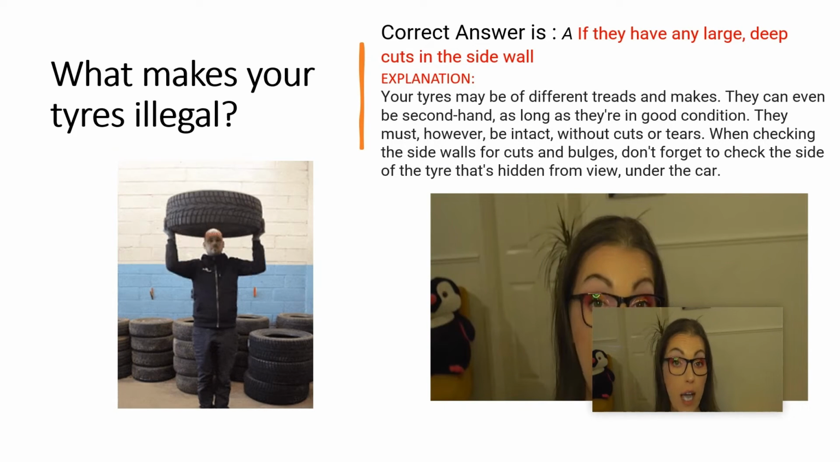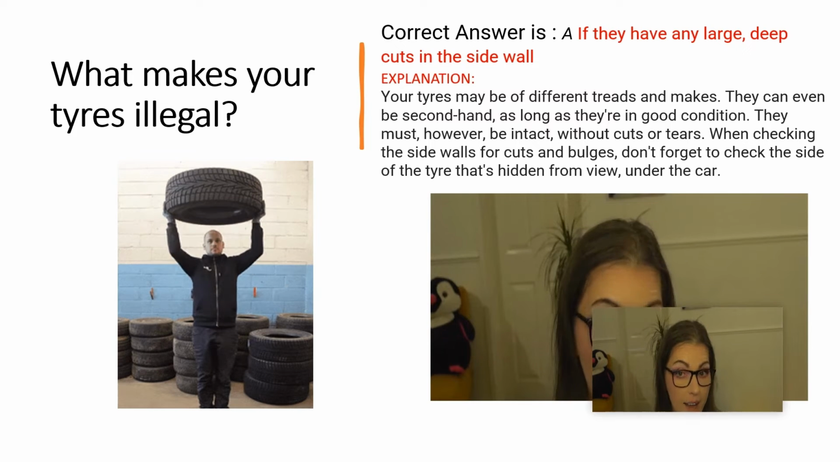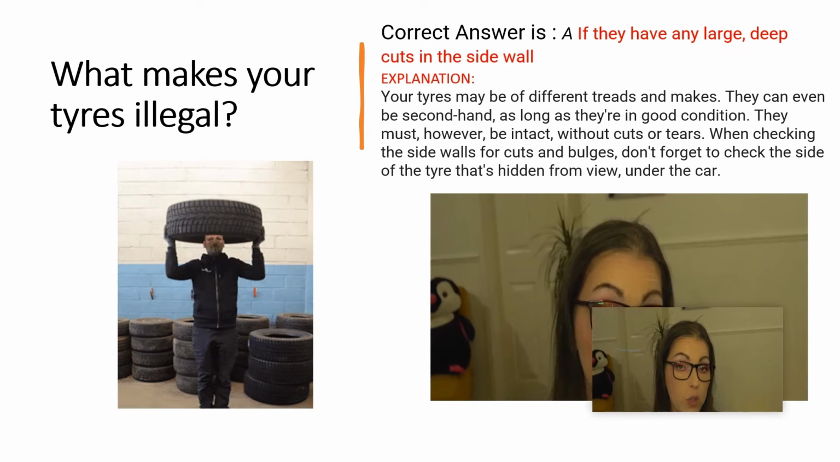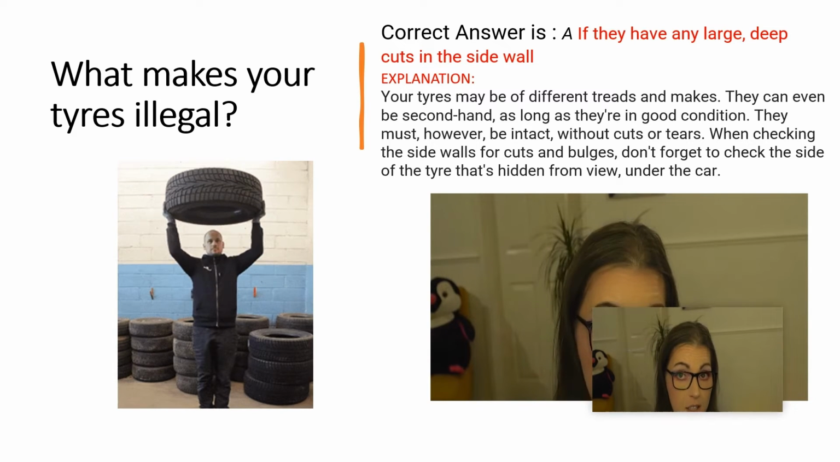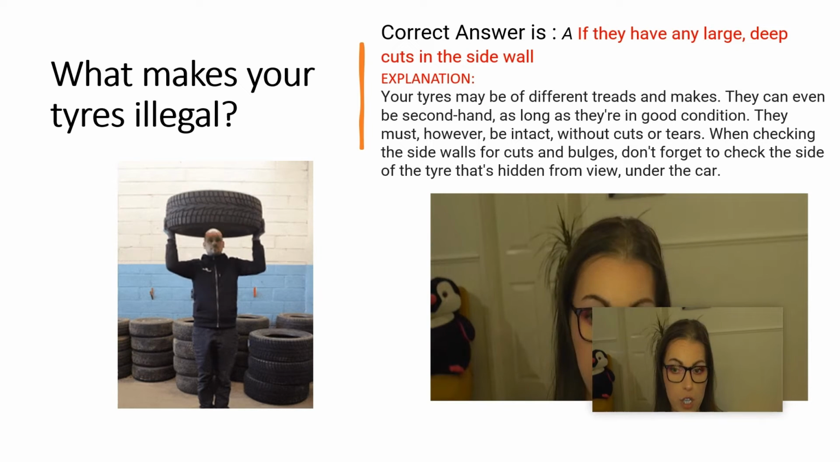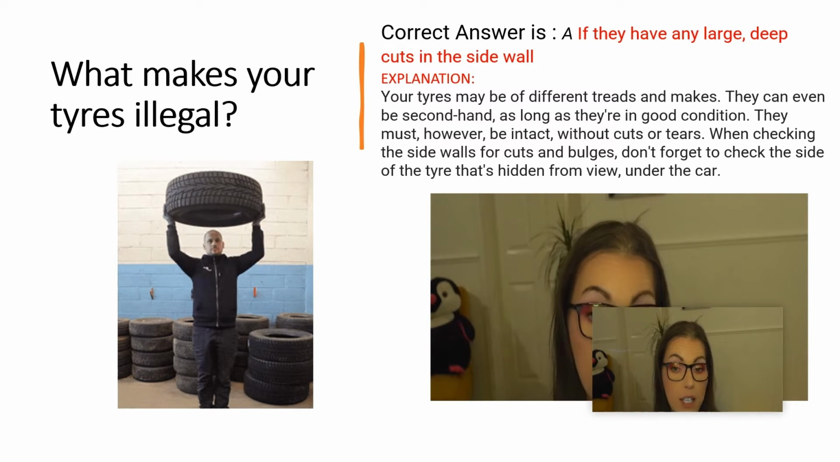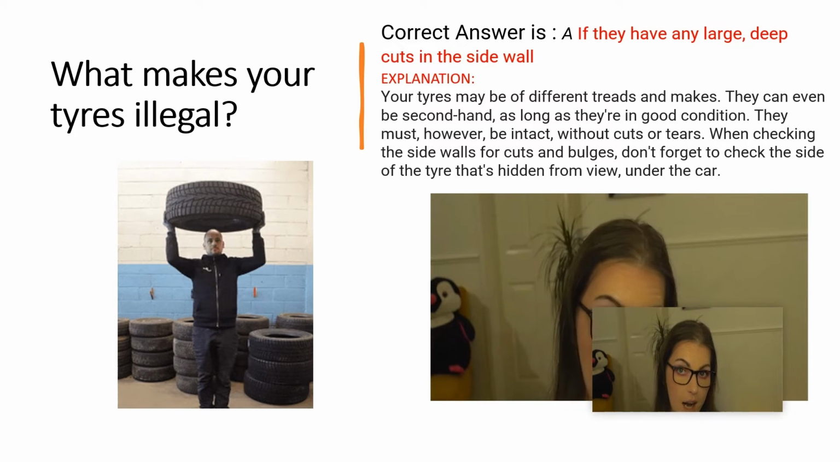Explanation. Your tires may be of different treads and makes. They can even be second-hand as long as they are in good condition. They must, however, be intact without cuts or tears. When checking the side walls for cuts and bulges, don't forget to check the side of the tire that's hidden from view under the car.